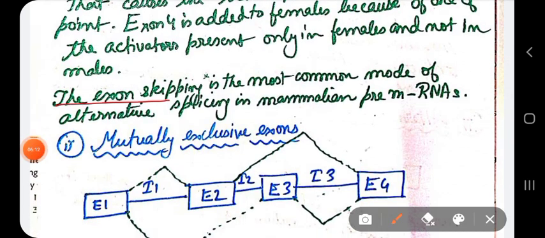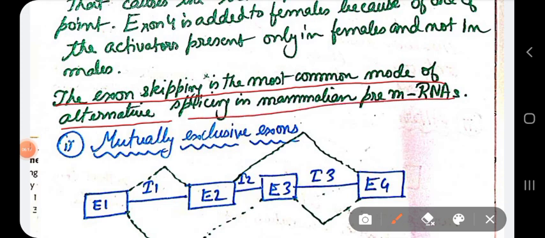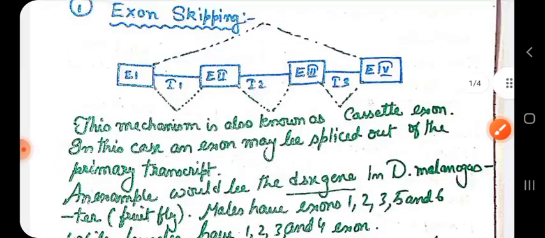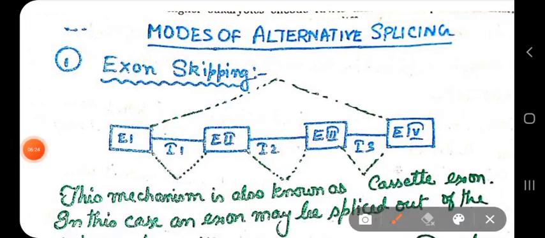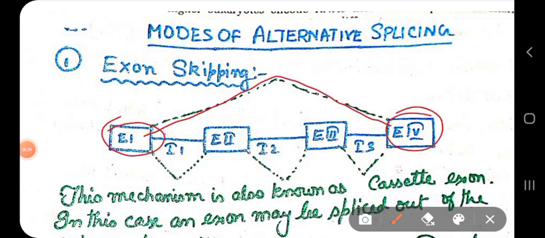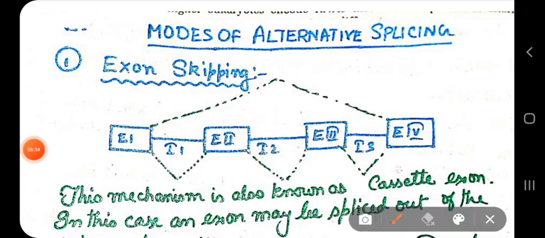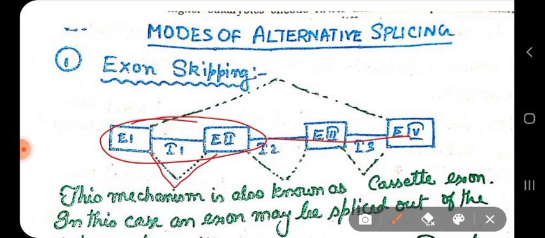So exon skipping is the most common mode of alternative splicing in mammalian pre-mRNA. Let us see the exon skipping here. Here it has been mentioned that exon numbers 1 and 4 may be skipped out together, and only 2 and 3 can remain, or it may occur that exon numbers 1 and 2 will be retained and the rest of them skipped out. Or all 4 of them may be retained together, and introns may be removed in that way.